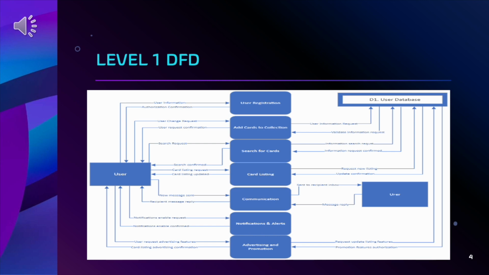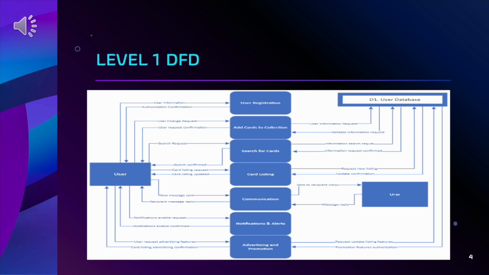Now lastly, we're moving on to the level 1 data flow diagram. In this diagram, it is quite elaborate and there are a high level of processes going on, so I did not list them in this slide, but I will go ahead and explain them. Now the external entity here is the user. The user has to confirm their account by signing in, and also the system will be able to authorize that sign in.